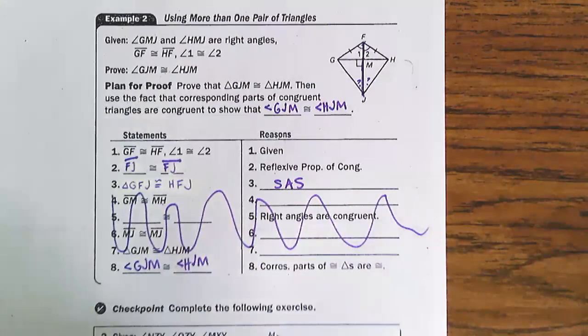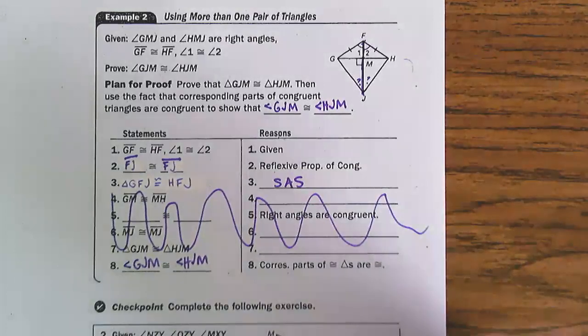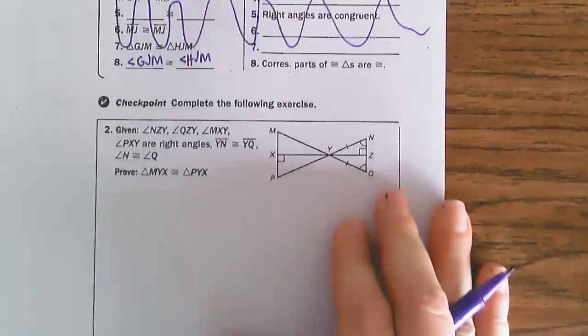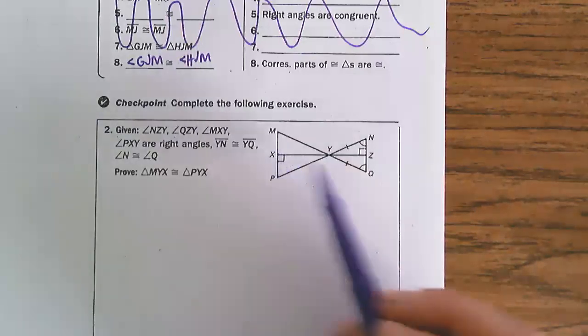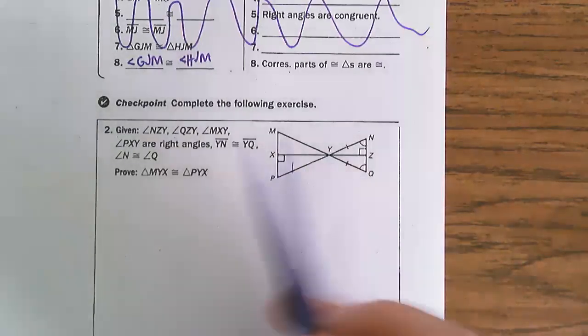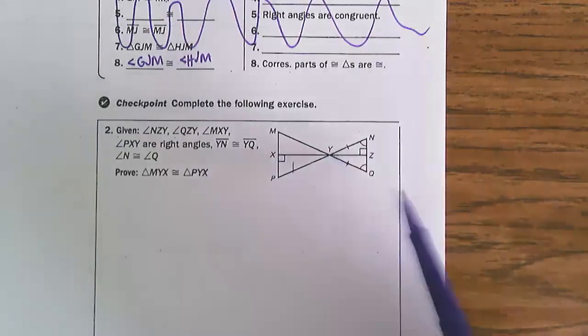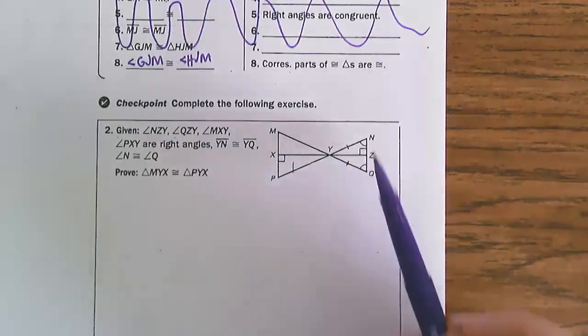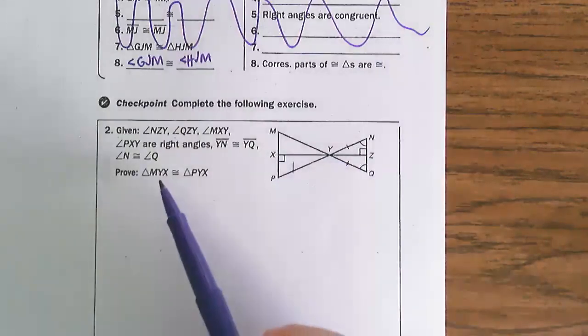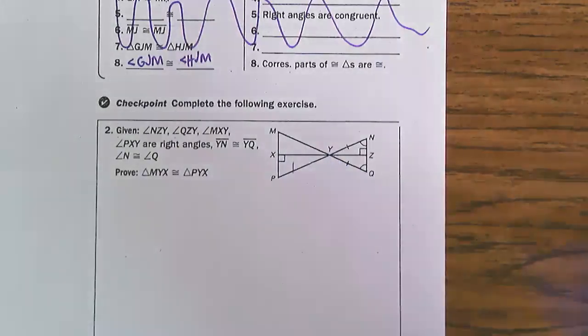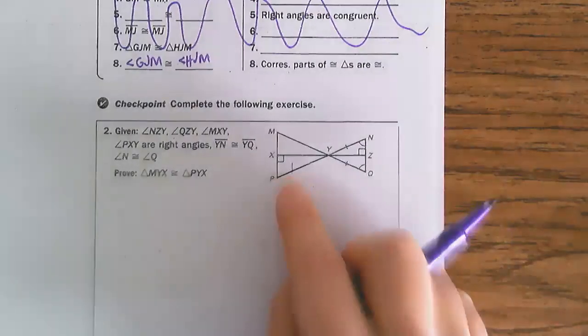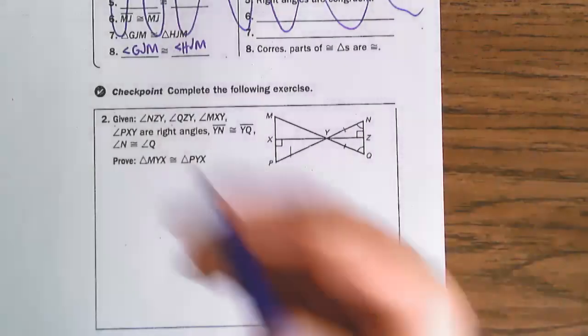You are given that NZY, where's N? NZY, QZY, MXY, blah, blah, blah. It's basically just that these are all right angles and that YN and YQ are the same and that angle N and angle Q are the same. Your job is to prove that the triangle MYX is congruent to triangle PYX. Why would you have an extra weird little line? No, never mind.